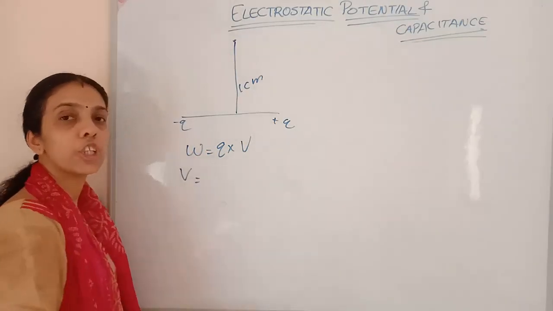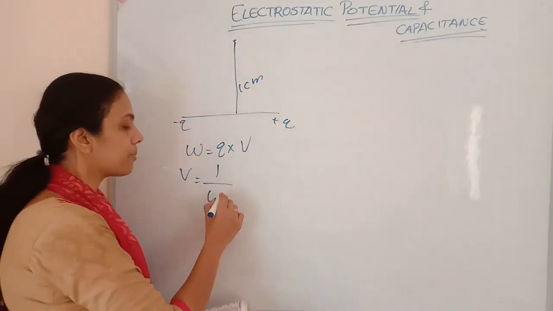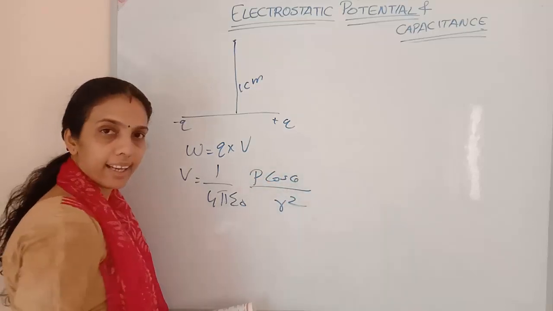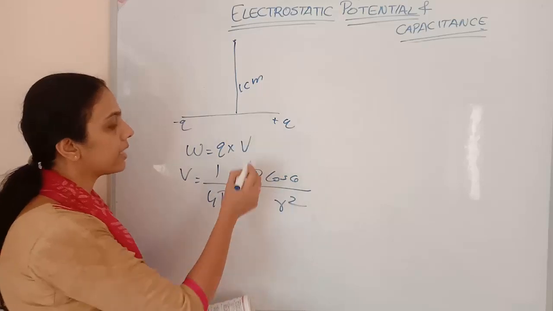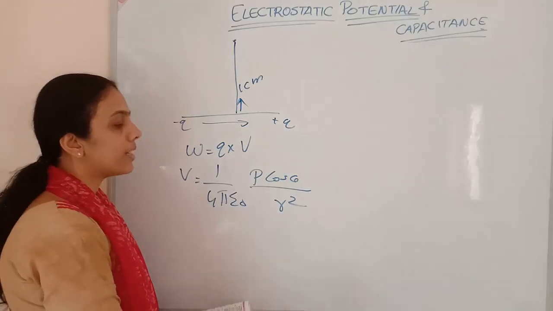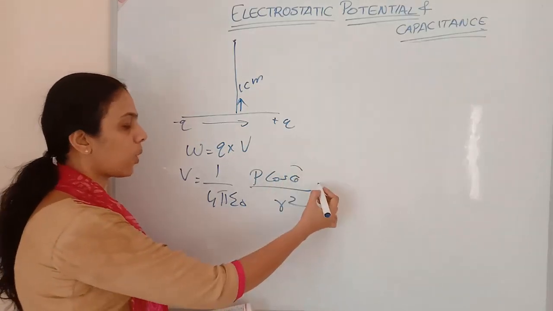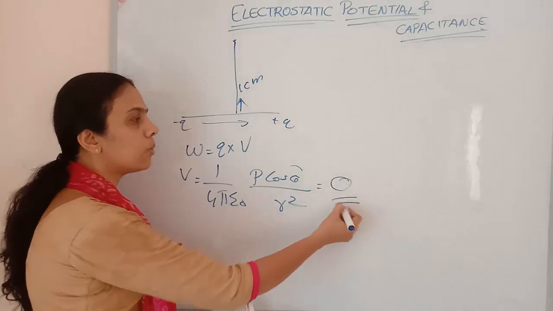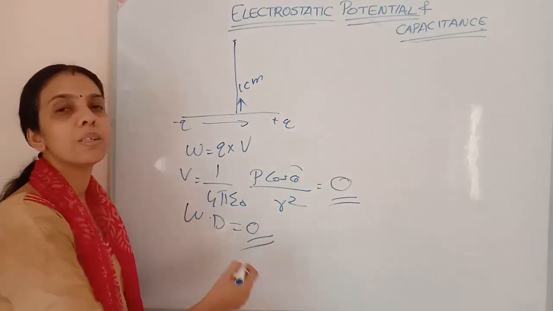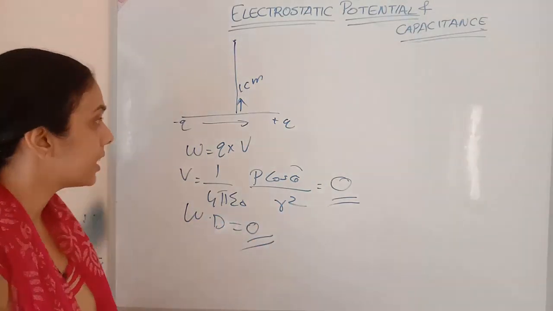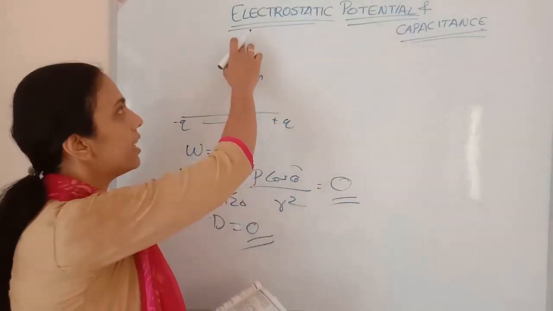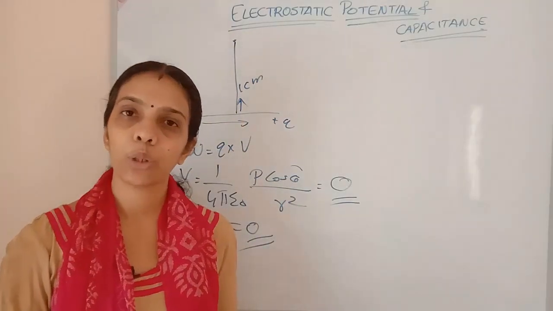What is the potential due to a dipole? V equals 1 by 4 pi epsilon 0 times P cos theta divided by R squared. What is the angle between the direction of P and the distance R? It is perpendicular, so cos 90, which is 0, so V will be equal to 0. So the work done will be equal to 0. The work done along the equatorial line of the dipole is 0.